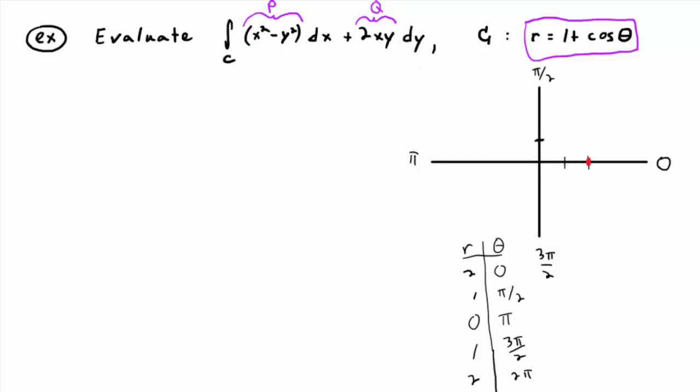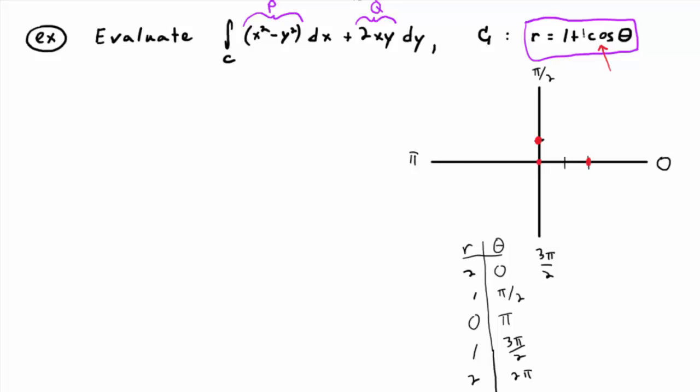So plot your point there. At pi, rather, you're at 0, so here. And then, I don't know if you remember this or not, but when it's cosine here, the graph is symmetric to the x-axis. So if you know what the top half looks like, you know what the bottom half looks like. Now, how do I know it's a cardioid, first of all?